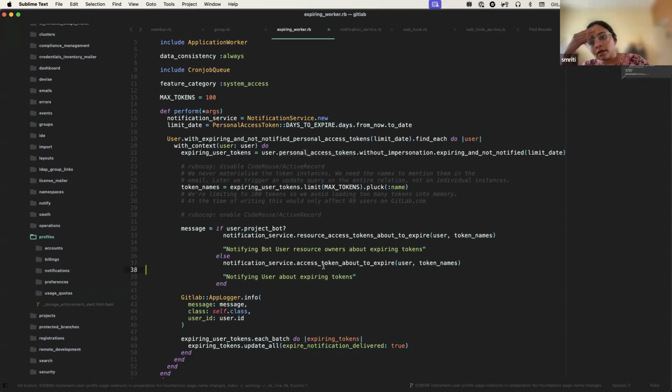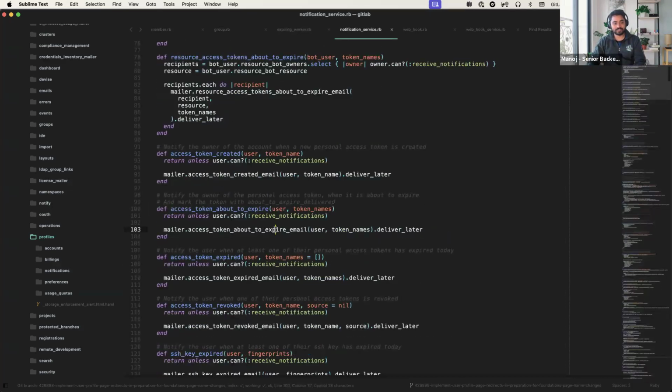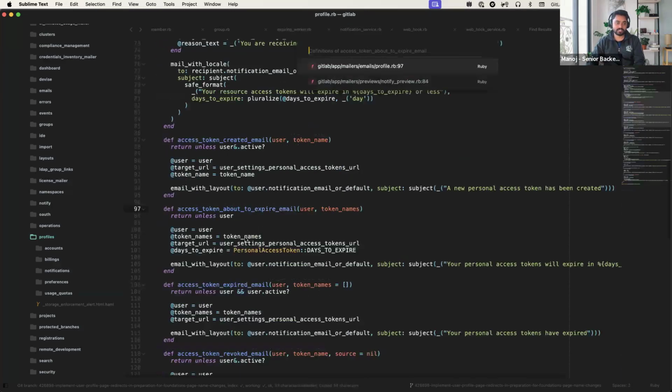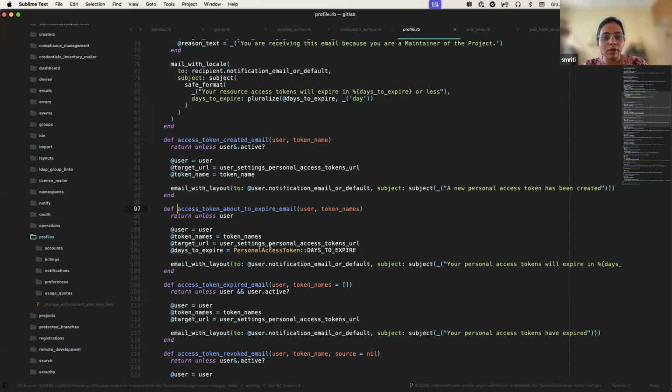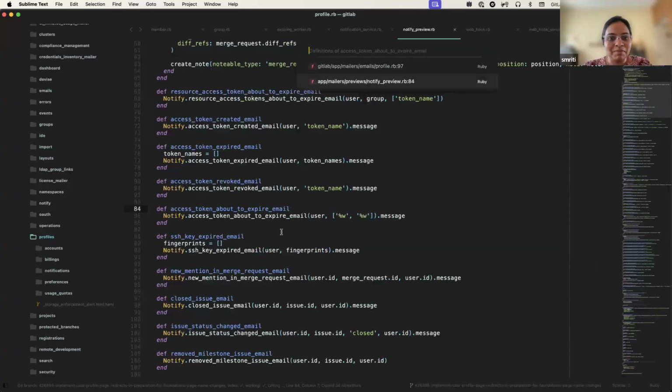Even the email, if you take it, it takes the user as an input, it is trying to figure out who is the, for example, if you see here. Yeah, so a bot ideally should have only one token associated to it.